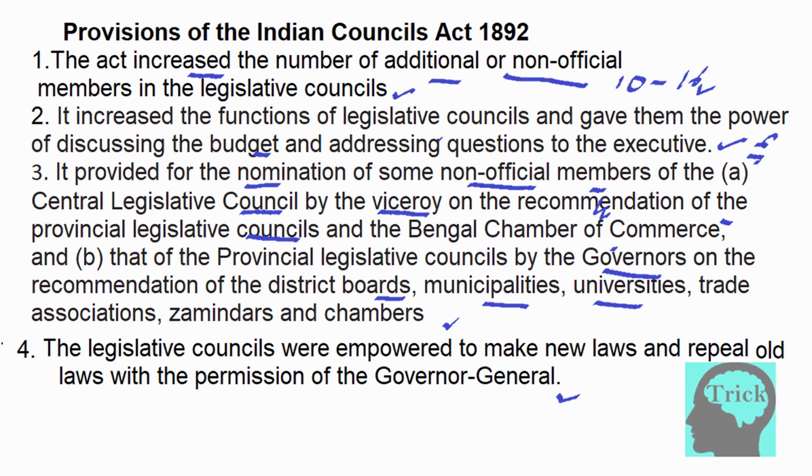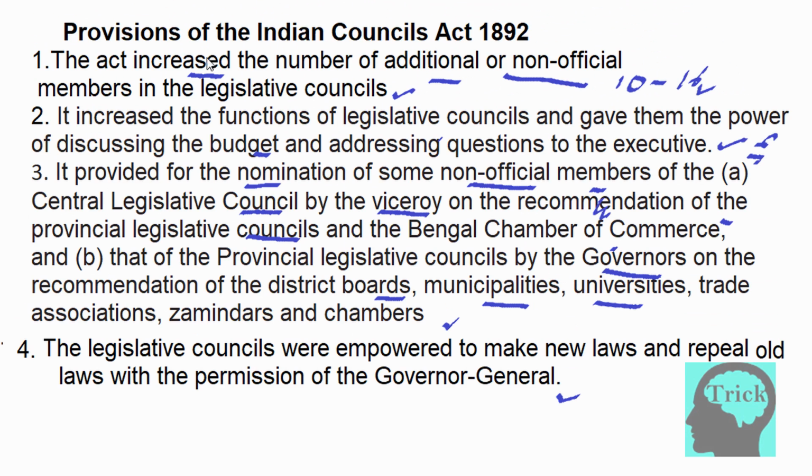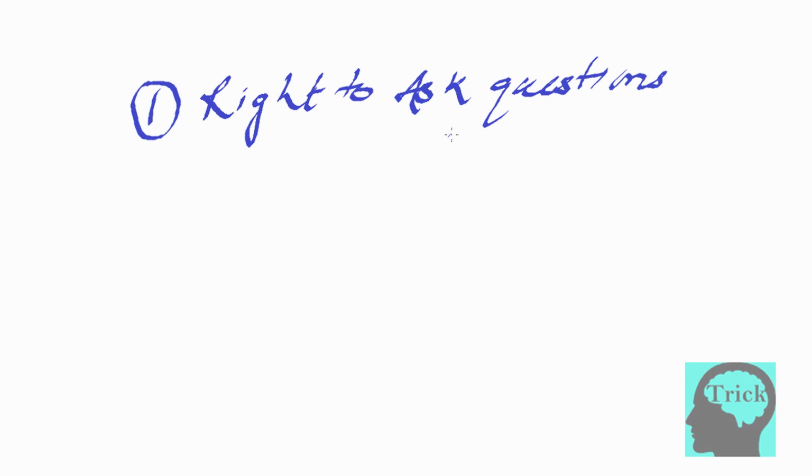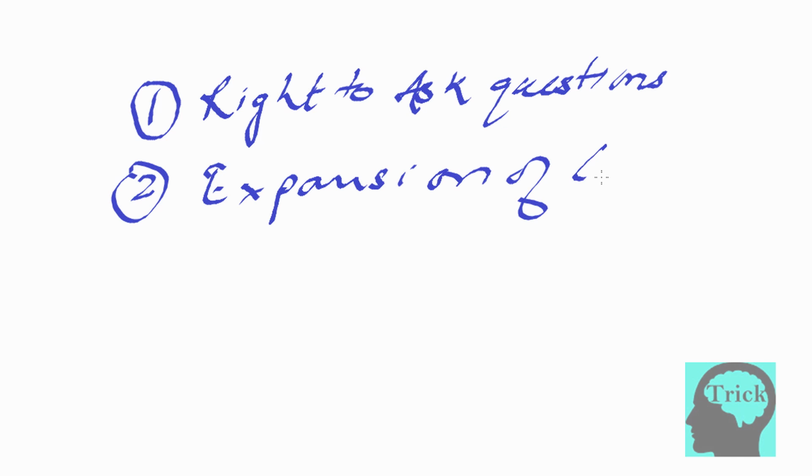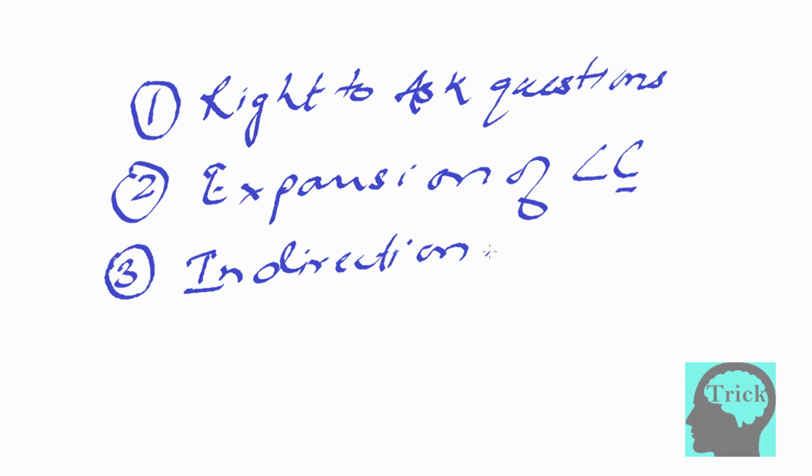To remember the provisions, you can just keep in mind few things. First, they were given the right to ask questions. Second, expansion of legislative councils. Third, indirect elections. Although the word election was not used, however, it did introduce a form of indirect elections and beginning of parliamentary system in India. So these are the main provisions of Indian Council Act of 1892.